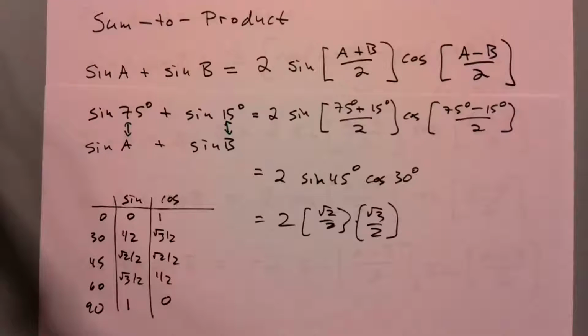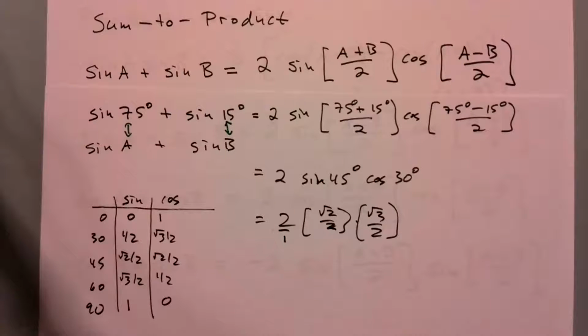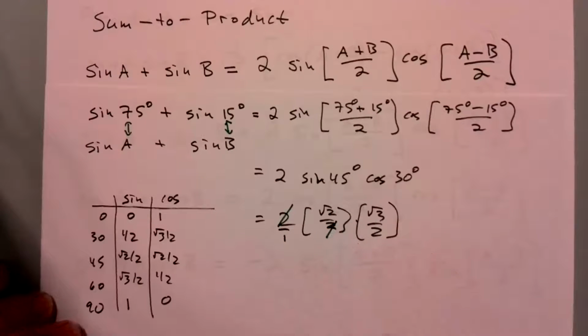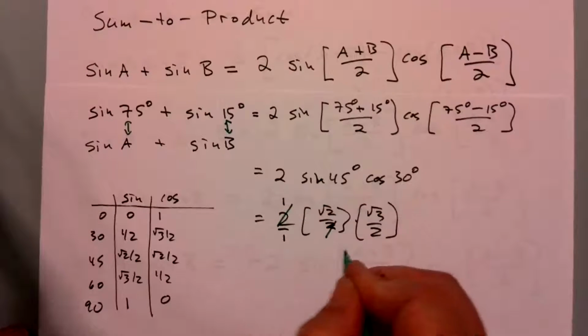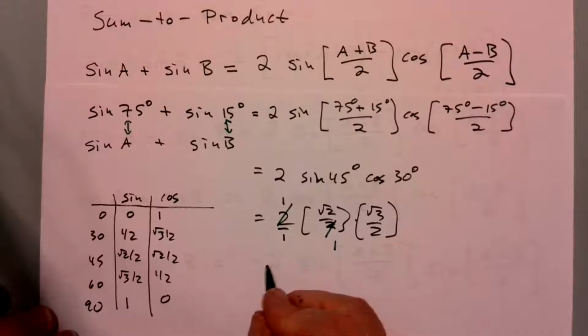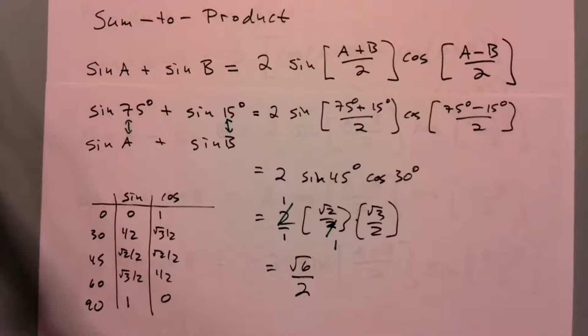What we need to do, though, is recognize these are 3 fractions that are multiplying. So 2 over 1 times root 2 over 2 times root 3 over 2. The 2's will cancel. 2 goes away, 2 goes away. That becomes a 1. That becomes a 1. Upstairs, I have 1 times root 2 times root 3, which is root 6. Downstairs, I have 1 times 1 times 2, which is 2. So one answer for that is root 6 over 2.